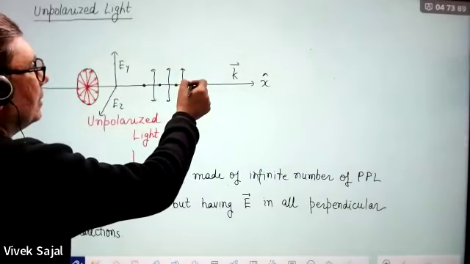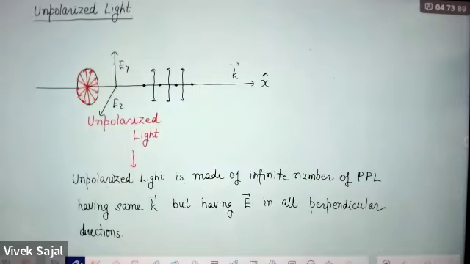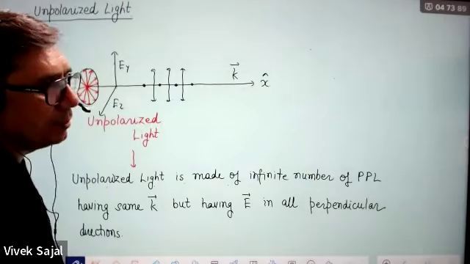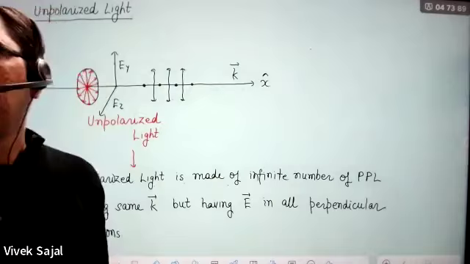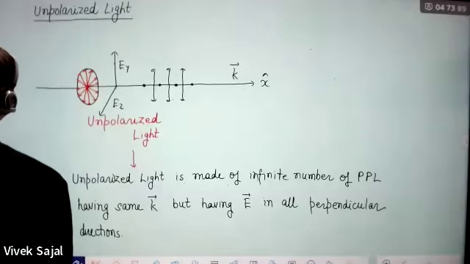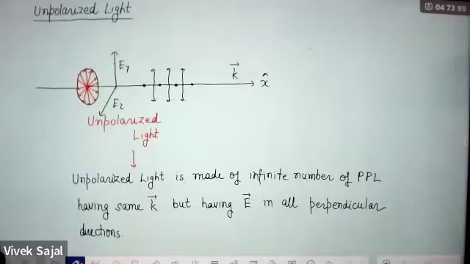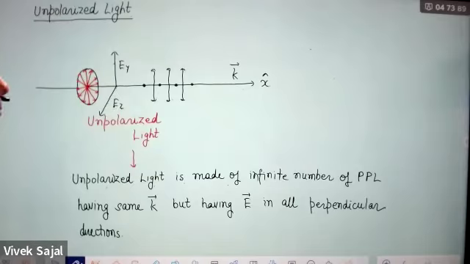So unpolarized light can be written as the superposition of two mutually perpendicular plane polarized lights. So you can write here: an unpolarized light can be written as the superposition of two plane polarized lights.